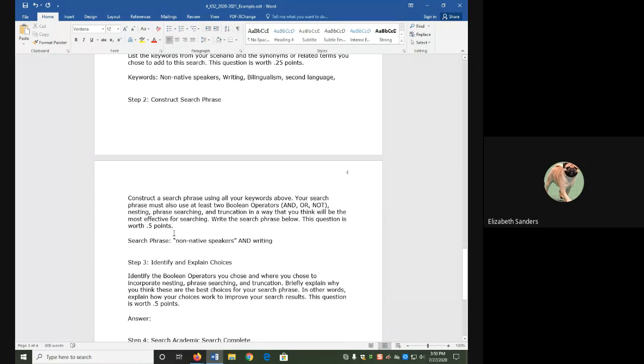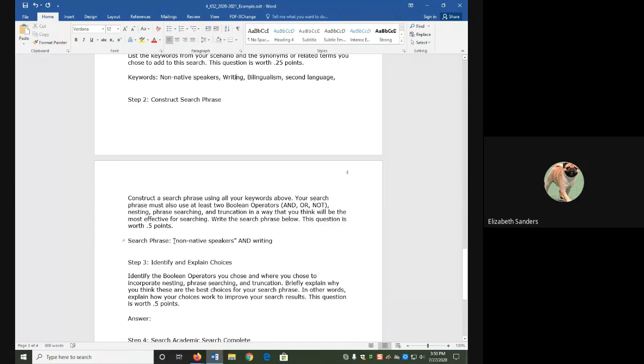I have to make a search phrase that combines all of these keywords and uses at least two Boolean operators, nesting, phrase searching, and truncation. So let's look at what we left off with.